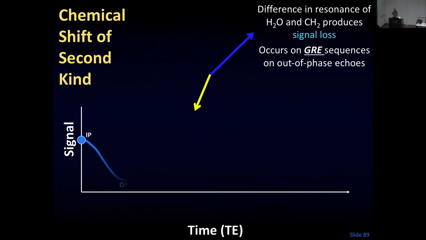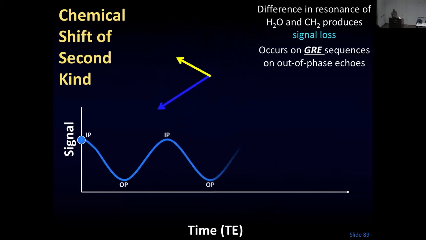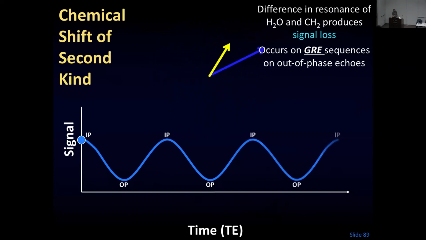As time goes on, notice that periodically water will catch up to fat, and periodically water will be out of phase, and then in phase, and then out of phase, and then we're in phase. And every time the water is out of phase with fat, we lose signal. Every time they're in phase, we gain signal. Out of phase, in phase, etc.